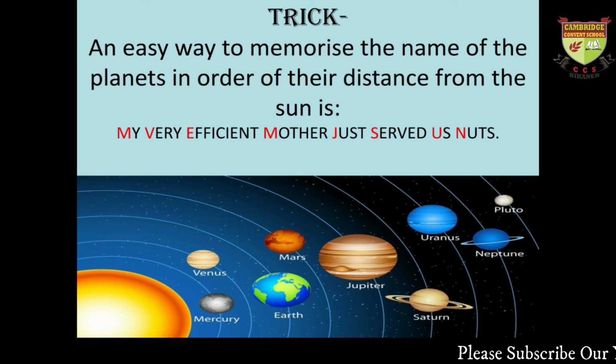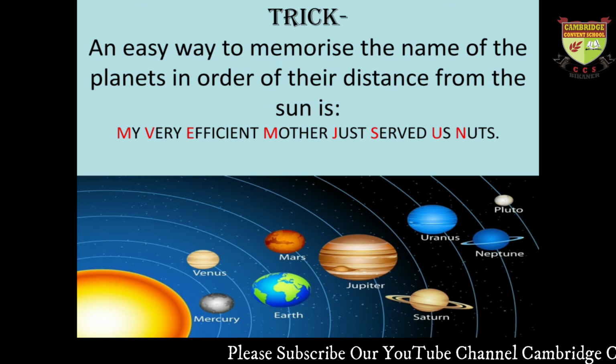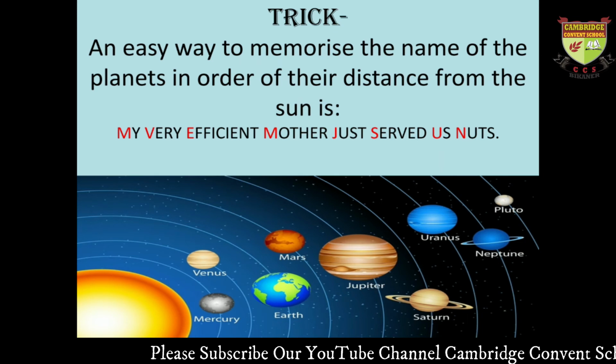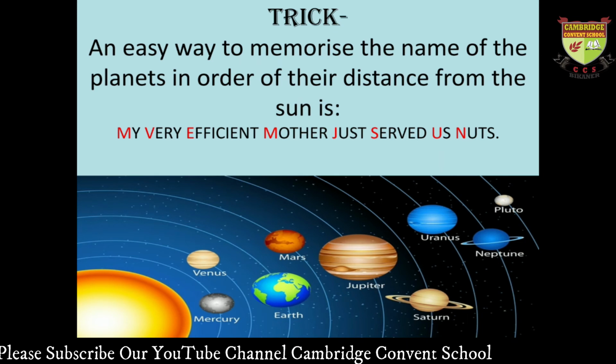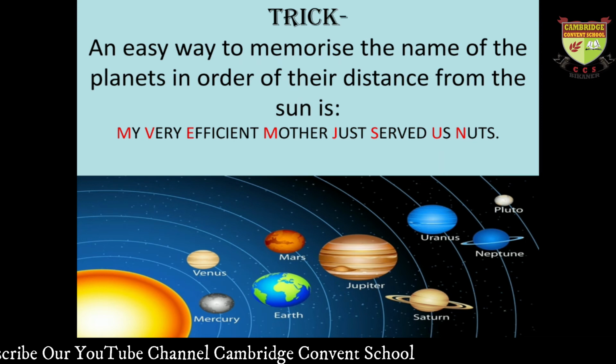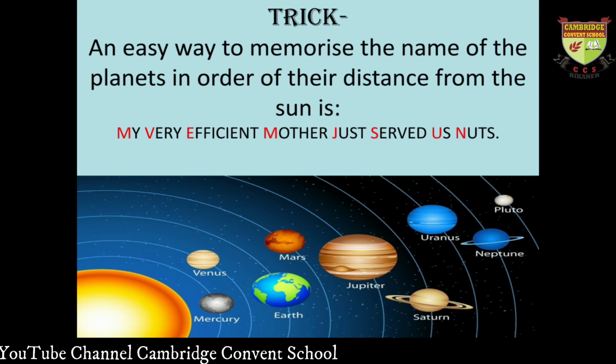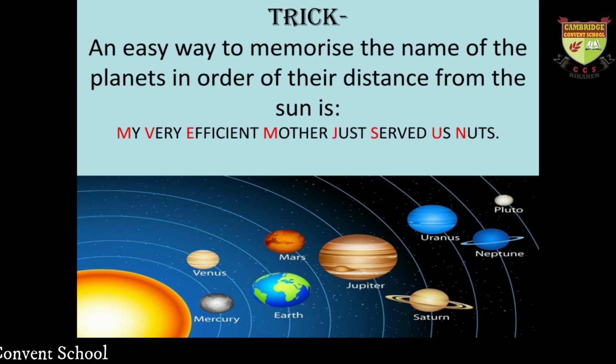And the trick is: My very efficient mother just served us nuts. M means Mercury, V means Venus, E means Earth, M means Mars, J means Jupiter, S means Saturn, U means Uranus, and N means Neptune. And you can see Pluto. This was also included in the planet series, but now it is a dwarf planet. Dwarf means small planet.